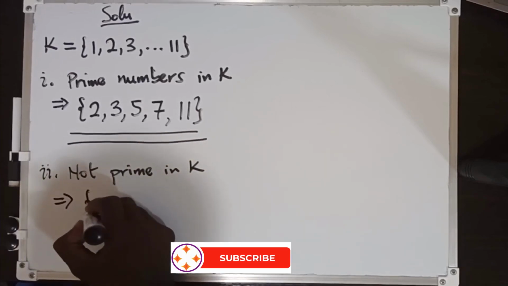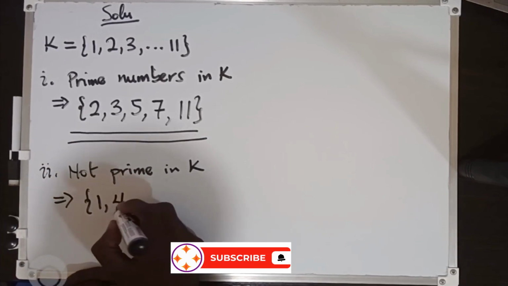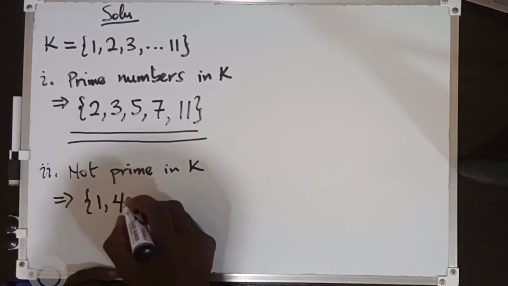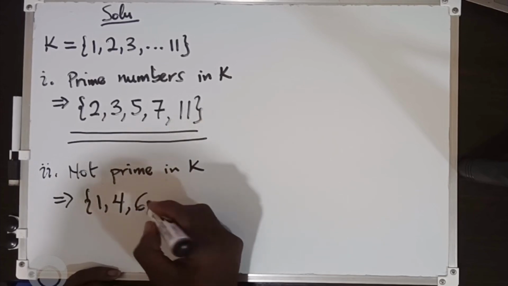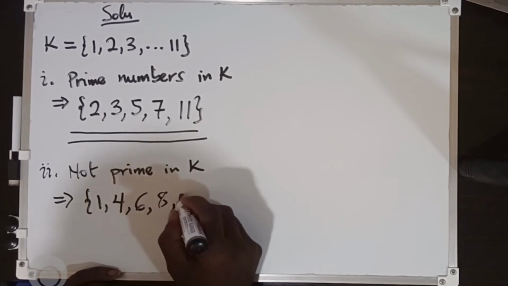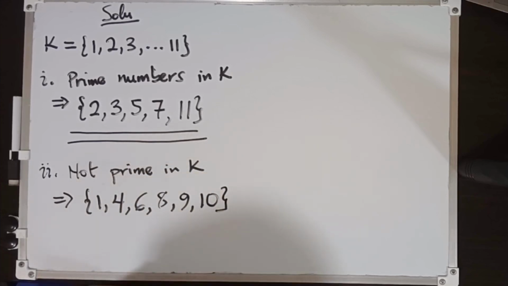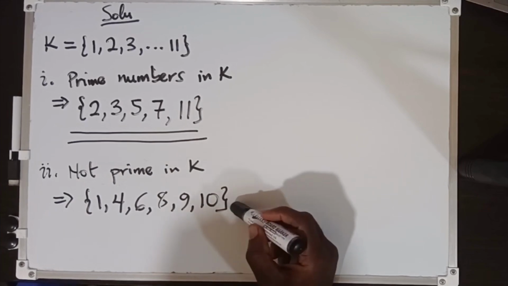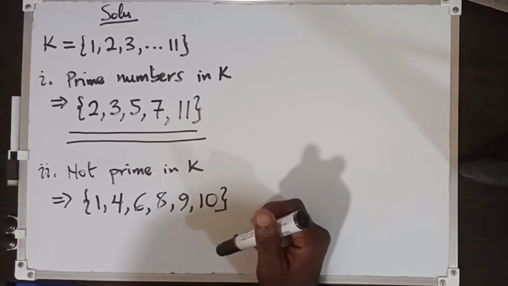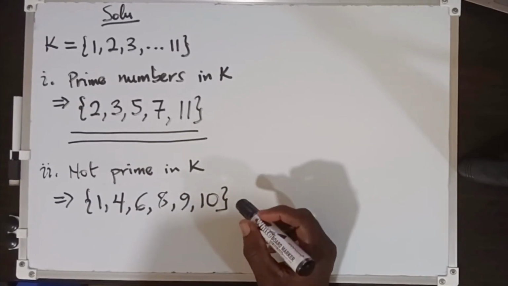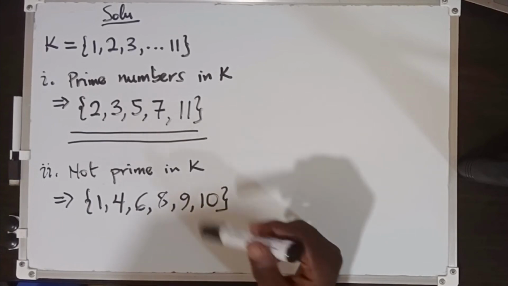So that's going to be the set 1, then we have 4 because 2 and 3 are prime, then we have 6, 7 is a prime number, so we have 8, we have 9, and then we have 10. So these are the numbers that are not prime in the set k that was given. And we have to find what? The probability that a number that will be selected at random from the set k is not a prime number.